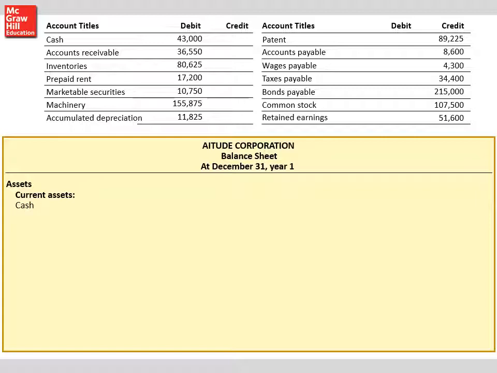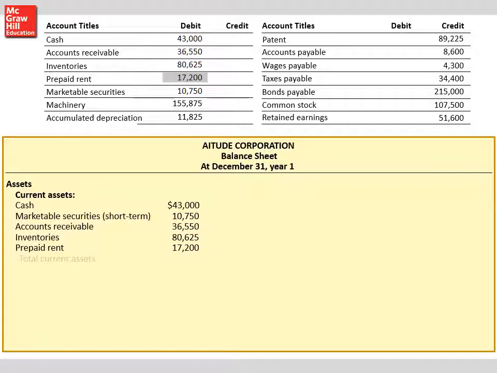The most common ones are cash, and cash is always listed first because current assets are listed in order of liquidity, financial liquidity, those that could be quickly converted into cash. The quicker it can be converted to cash, the more financially liquid it is. Then marketable securities if they're considered short-term, which is the case here. The marketable securities are always next because they could be sold very quickly. Then accounts receivable, inventories, and then prepaid rent. Those are the only assets that fall into this category. So the total current assets were added up, 188,125.